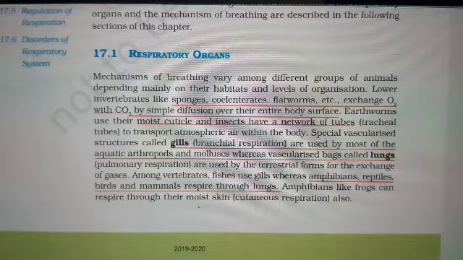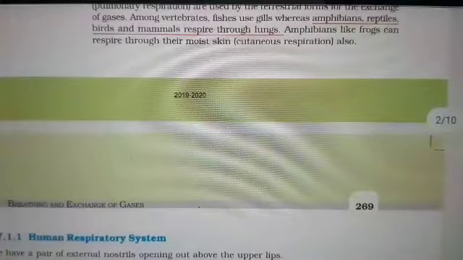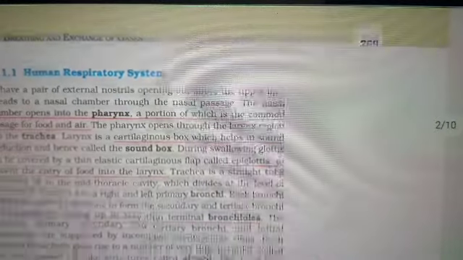Whereas vascularized bags called lungs, another name pulmonary respiration, are used by terrestrial forms for the exchange of gases. Among vertebrates, fishes use gills, whereas amphibians, reptiles, birds and mammals respire through lungs. Amphibians like frogs can also respire through their moist skin. So in this paragraph, we need to remember the different kinds of animals and how they perform respiration. Their names and examples we need to focus on for competitive exams like NEET, and it will be helpful for the CBSE board exam also.